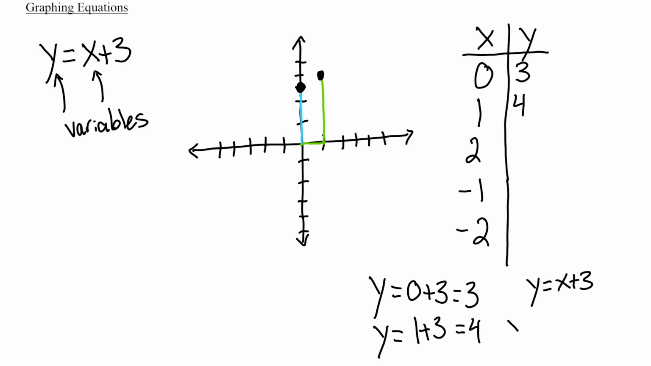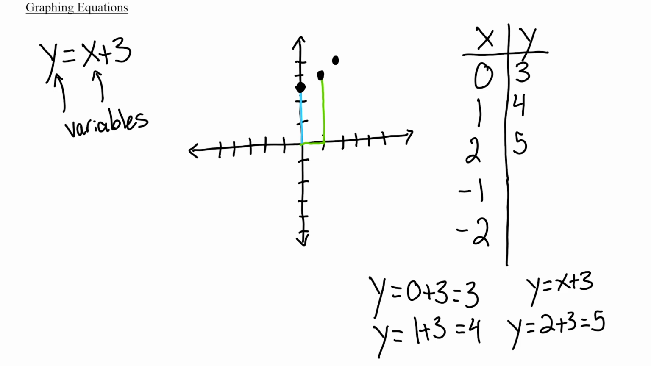So let's go ahead and put in 2 now. And we'll get 5 here, right? So we add 3 to 2 and we get that y is equal to 5. So now we have the point 2, 5. So we're going to find the space where the 2 on the x-axis lines up with 5 on the y-axis. Okay, so that's going to be right here.